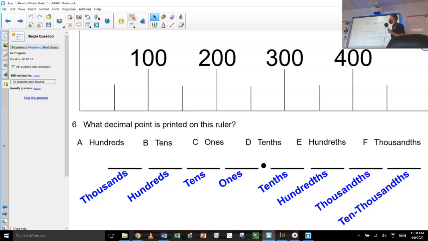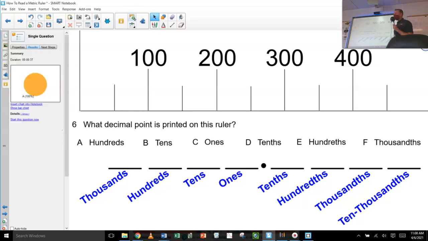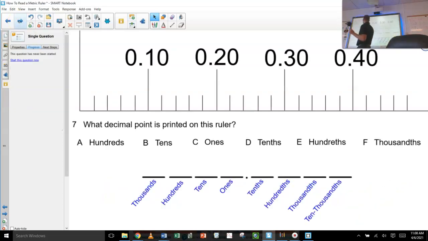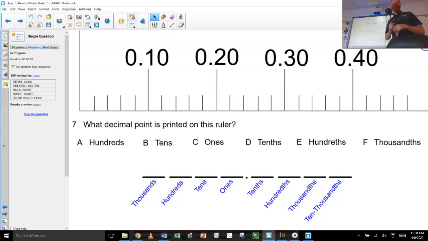What decimal point is printed on this ruler? The moment of truth, isn't it? Oh boy! Oh my gosh! Awesome. All right, last one. If you guys can hit three in a row, I'm pretty sure you've got this.